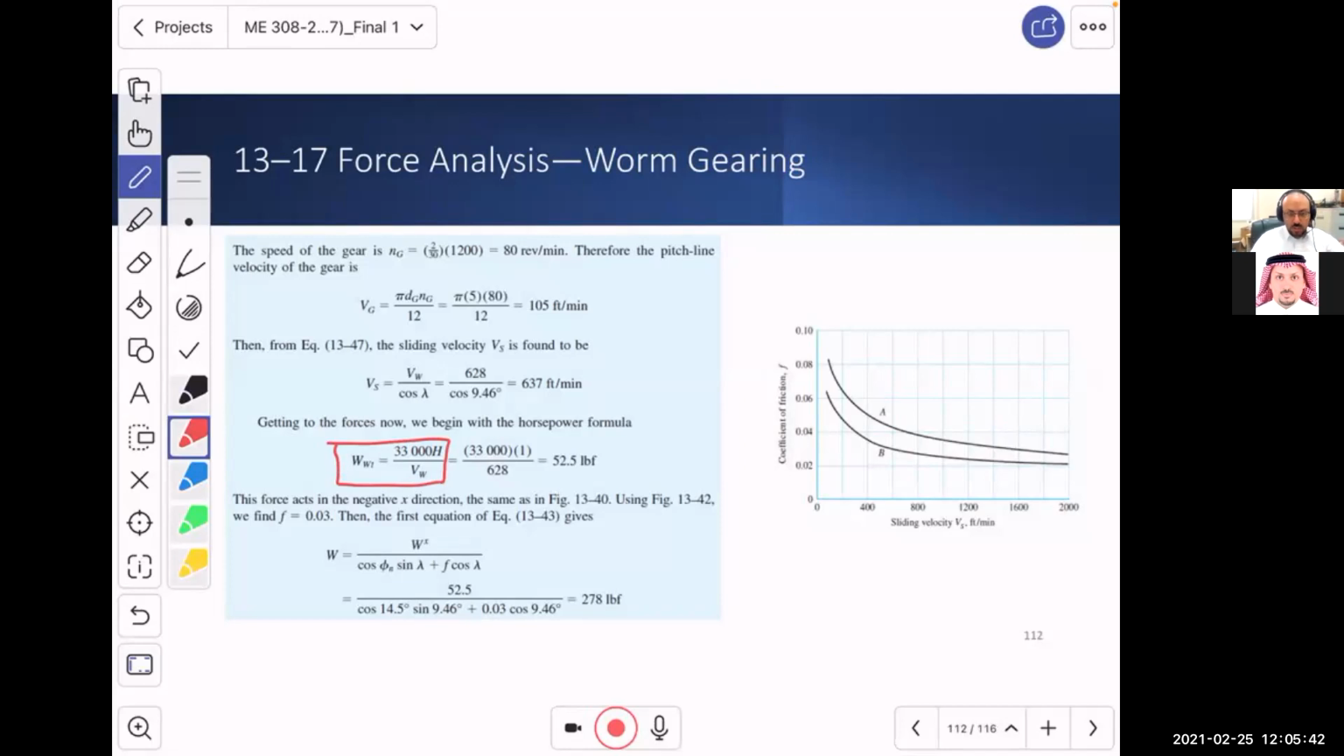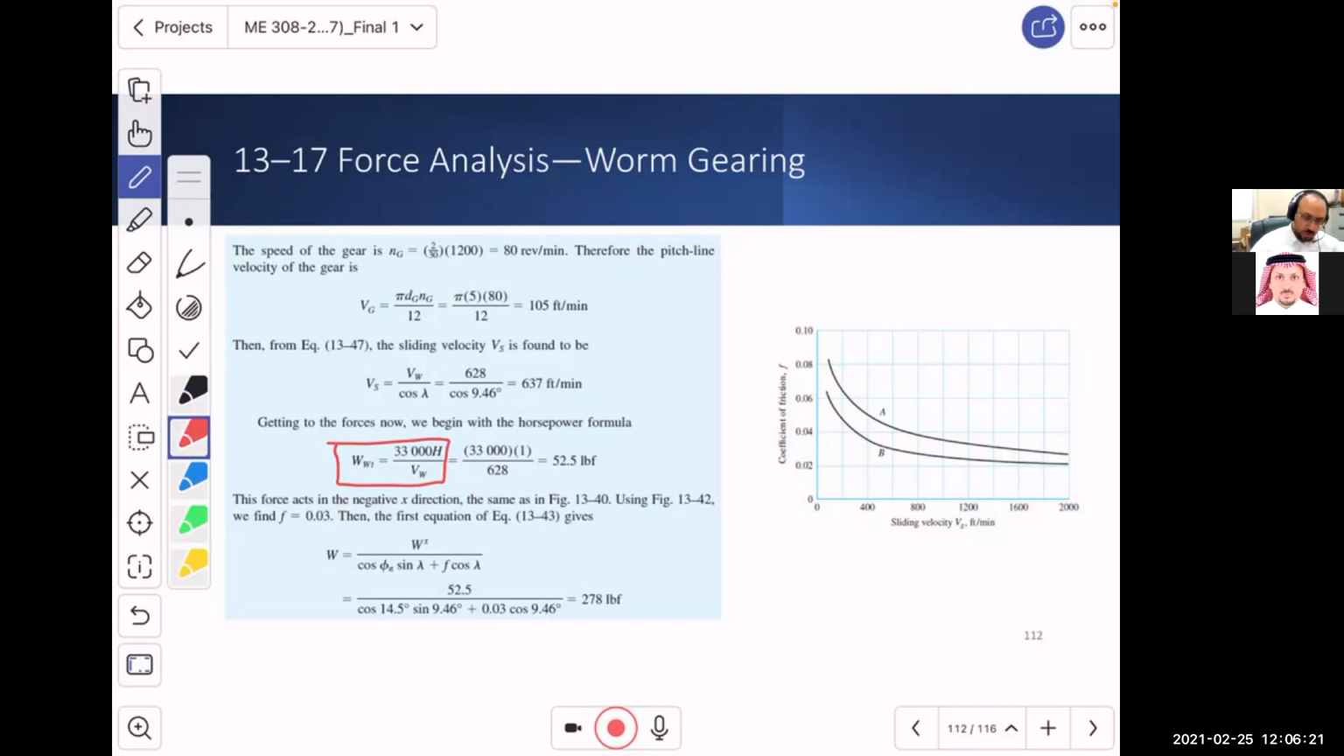Now, what happened over here, this equation will guide you in a sequential way to where you should go. If you find the transmitted load, you can find other forces. And when you find the forces on the worm, you can go and find the ones on the gear. And when you find the ones on the gear, you're basically finding those forces that will load the bearings, which are the bearings carrying the shaft that carries the gear. So this is a good start.